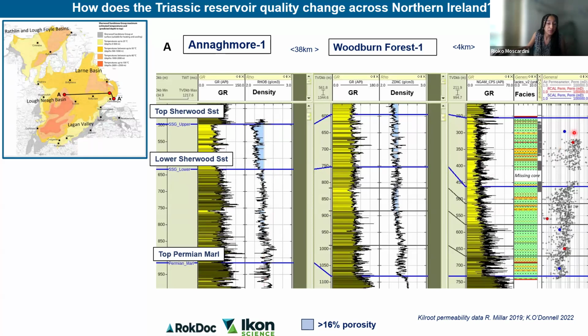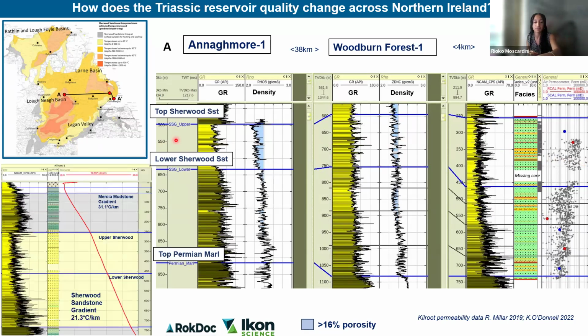And in terms of permeability in Kilroot, we can see from our data here that it's decreasing with depth. We can also see just from looking at the trends, if we carry this across, that this deposit, the Upper Sherwood Sandstone, is thinning towards the west. So that tells us a little bit about the tectonostratigraphic evolution of the area. And just to give the thermal gradient, in Kilroot, it's about 21.3 degrees.